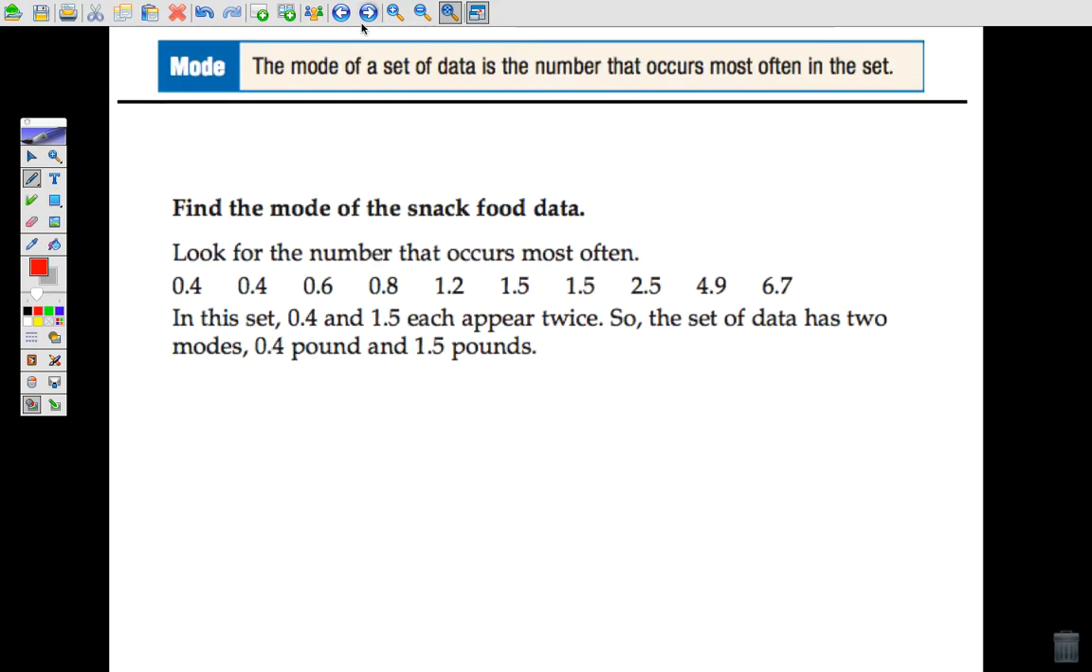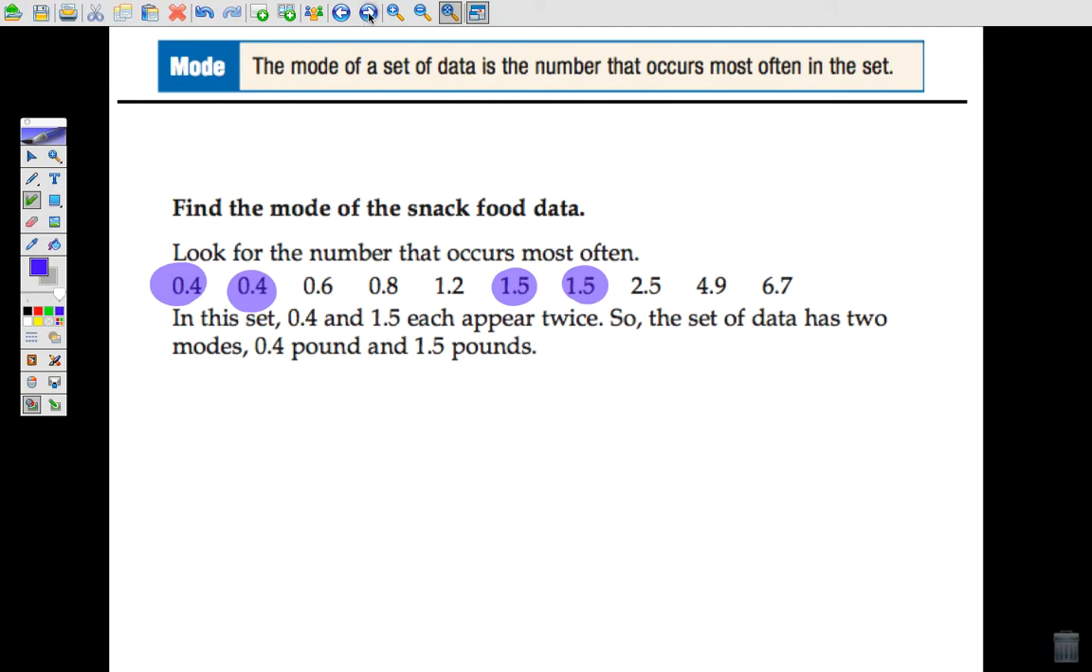Okay? The mode of this data. So we still have that same list, and we look through, and it says in this set, 0.4 and 1.5 each appear twice. So that's here, here, here, and here. So the set of data has two modes, 0.4 pound and 1.5 pounds. So you can have more than one mode, okay?